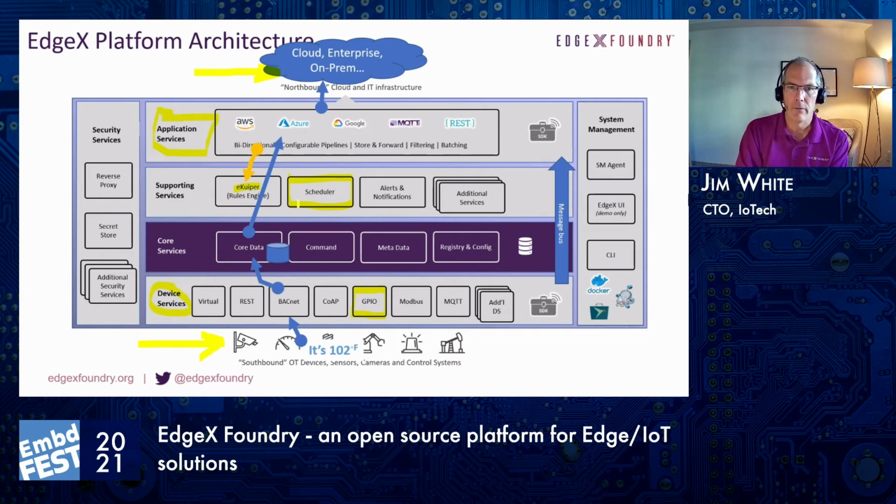Our rules engine, in the way of eKuiper, can take a look at the data coming in from sensors and make decisions. And it would call on things like our command service and then back down to another device service to potentially do something like stop the machine.